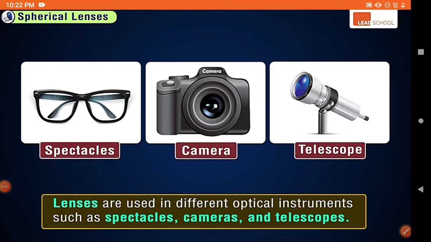Students, our today's topic is spherical lens. There are two types of spherical lens according to our syllabus. First of all, concave lens and convex lens. In the given slide, we see spectacle, camera, telescope, etc., which are related. In these applications we use different types of lenses.